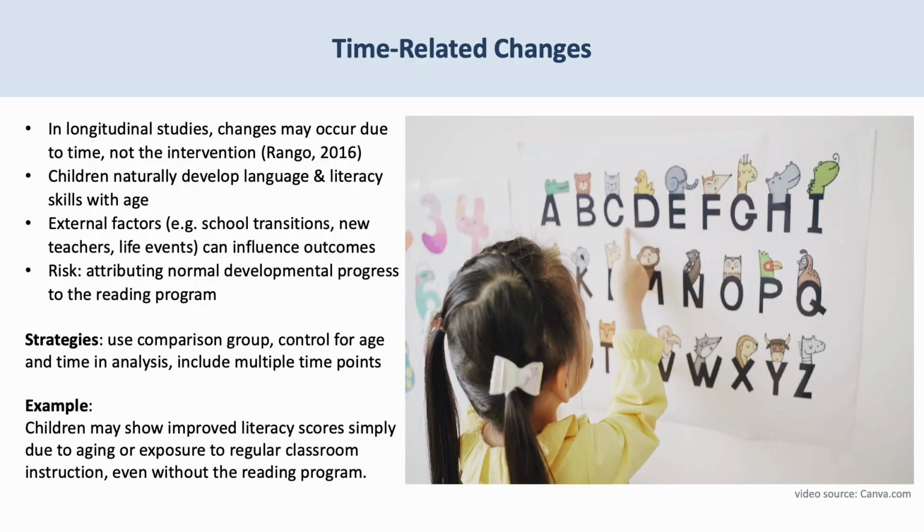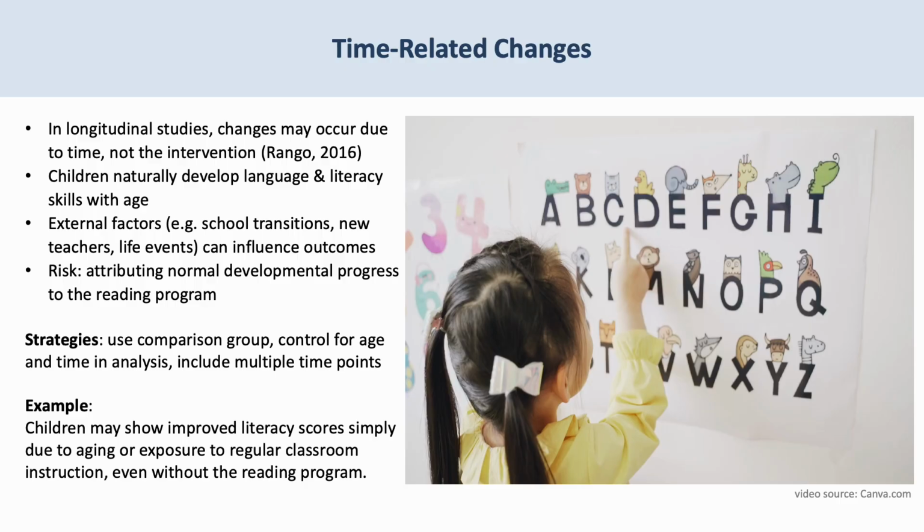In our study example, if we see improvements in children's literacy outcomes over time, we need to ask, are these improvements due to the reading program itself, or are they simply the result of typical developmental progress or other experiences that occurred during that time? This is why including a comparison group is essential. By comparing children who participate in the program with those who do not, we can better understand whether the observed changes are actually related to the intervention.